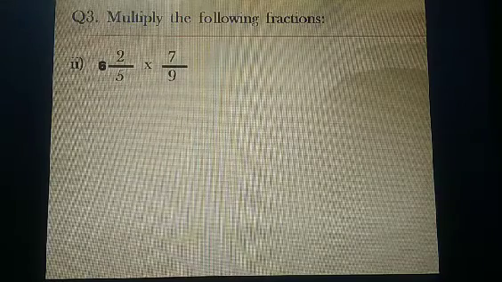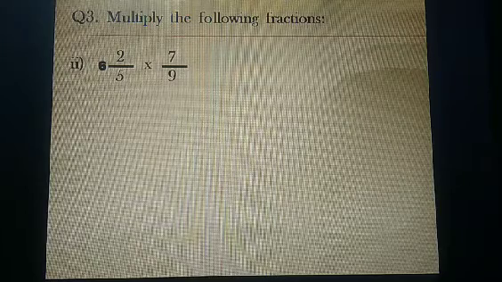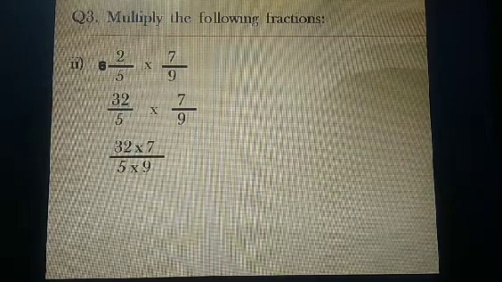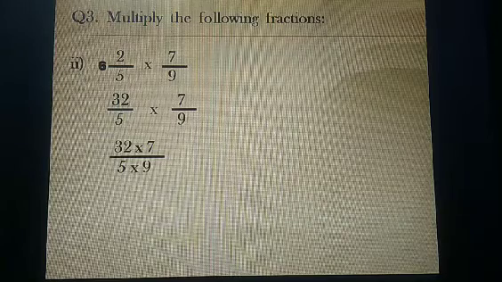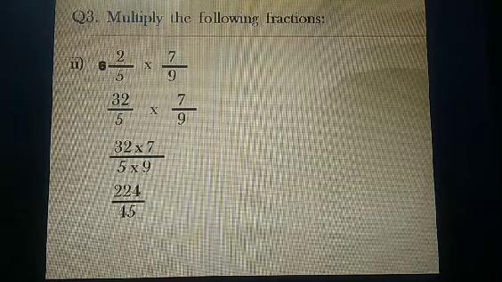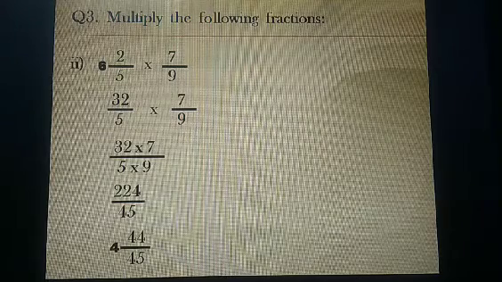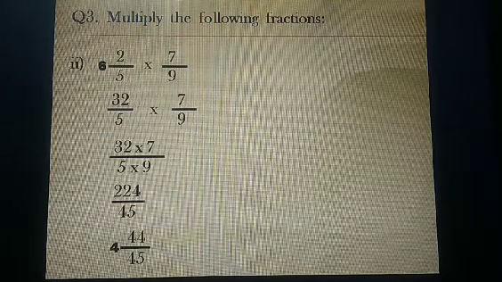Yes, convert mixed into improper fraction. 5 6 are 30. 30 plus 2, 32. 32 upon 5 into 7 upon 9. Now, numerator to numerator, denominator to denominator. Again, check. Any common factor? No. So, answer is 224 upon 45. Divide the 224. Yes. The quotient is 4. Remainder is 44. Answer is 4, 44 upon 45.